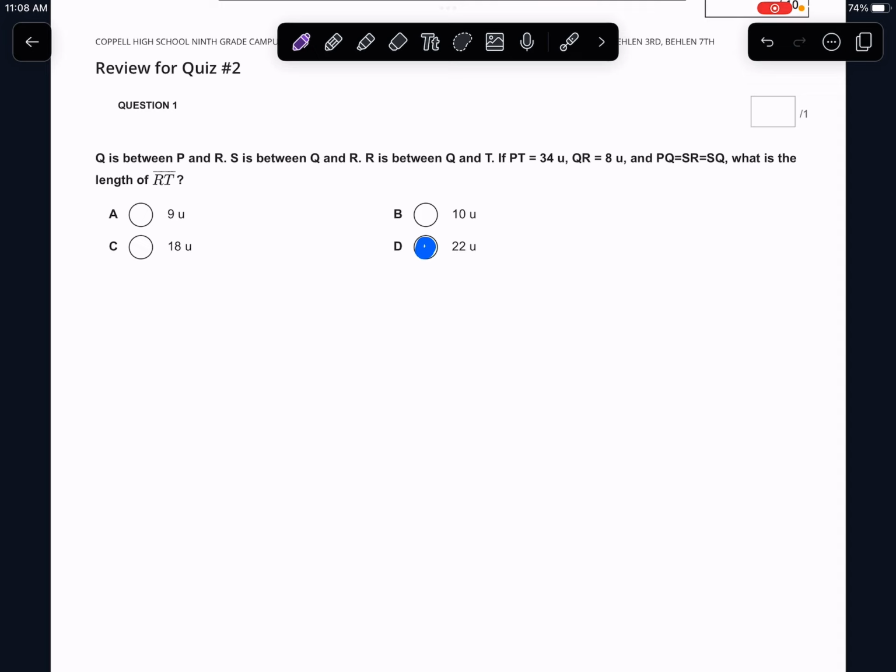Number one says Q is between P and R. First thing you're doing if you want to be successful is drawing out that situation. So I have P, I have R. It says Q is between. It does not say in the middle. It just says between. So Q is between P and R. Okay, so I got Q. I fit this description, got it.